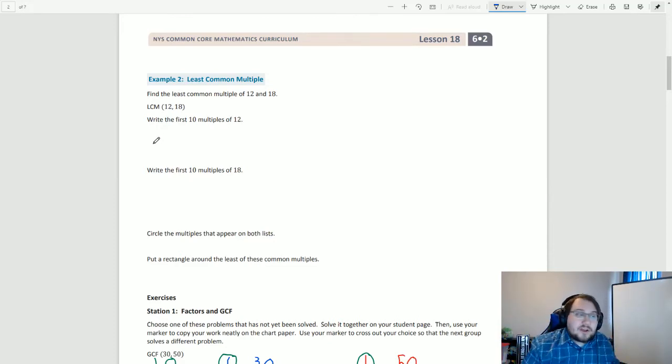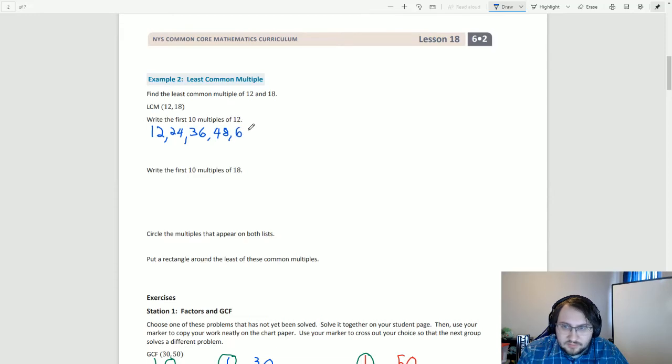Or a better way to think of this, just count by 12s. I think we could do that pretty easily. Counting by 12s, we start with 12, 24, 36, 48, 60. That's halfway there. We're halfway done.